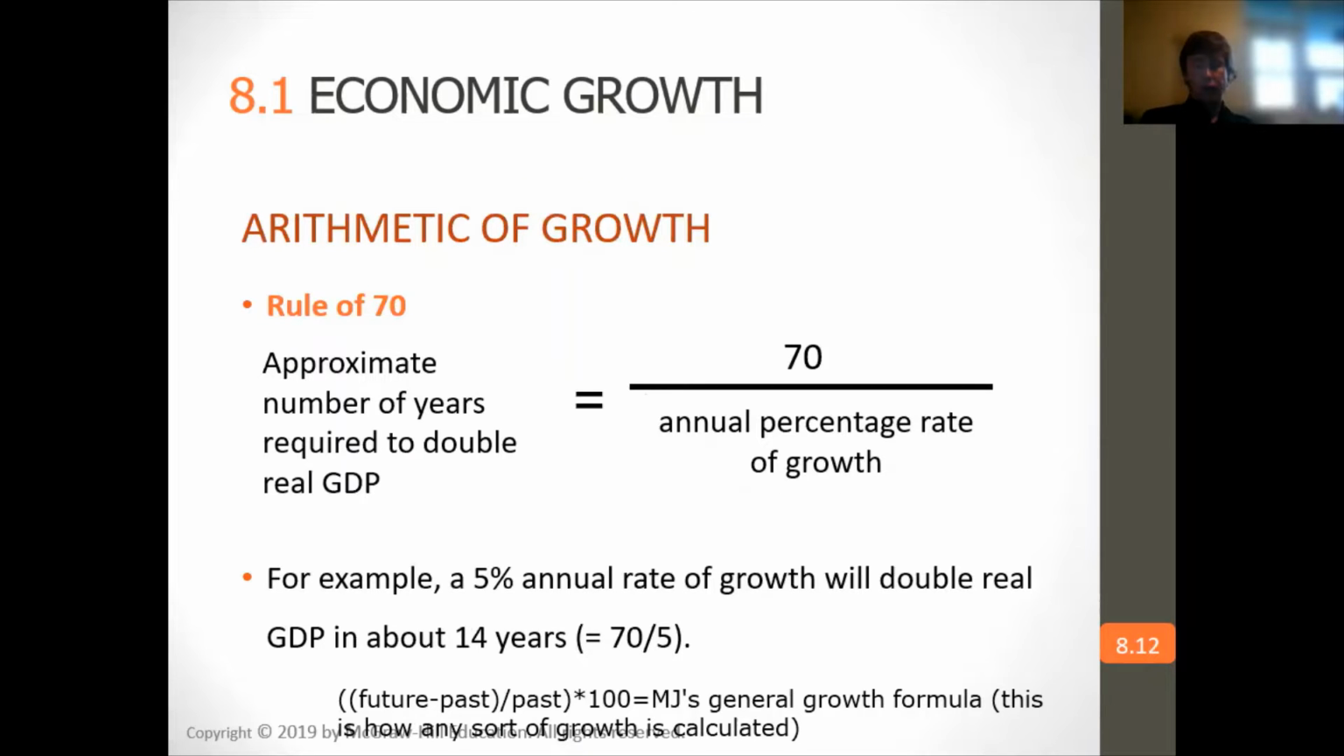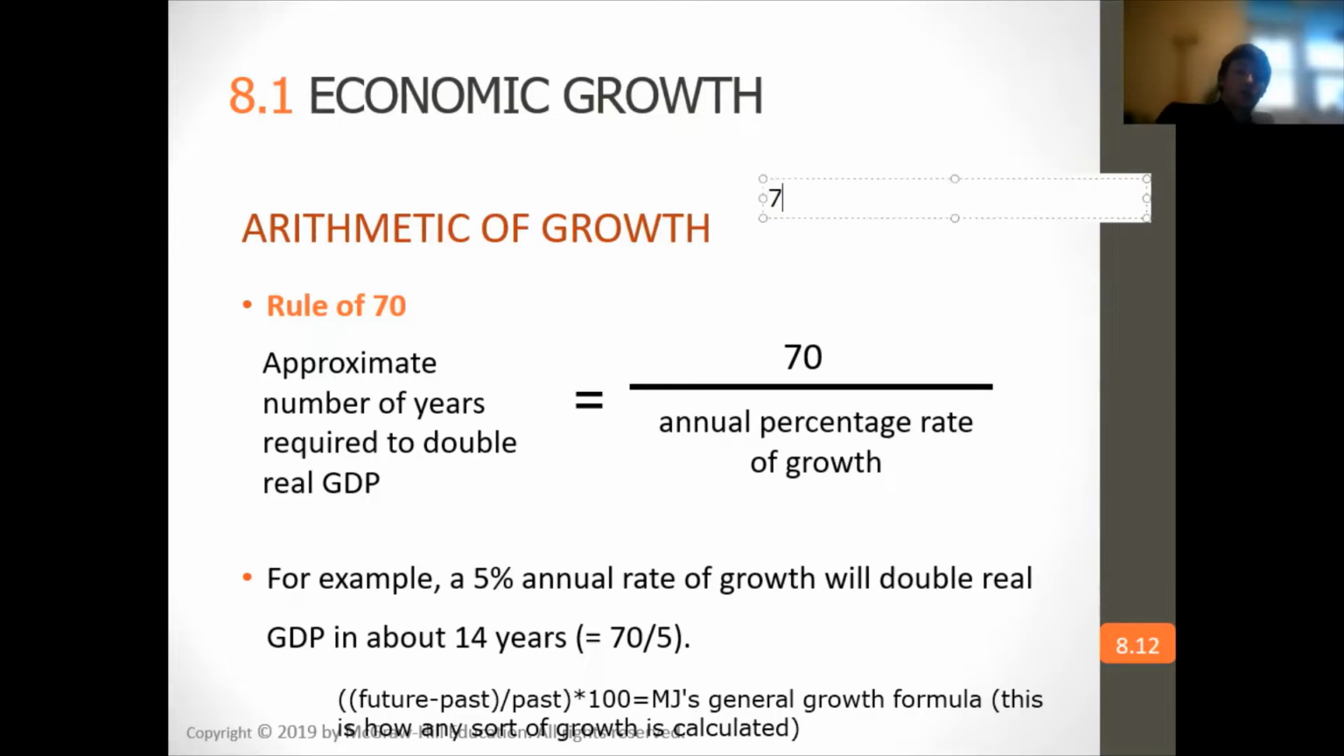So the arithmetic of growth is the rule of 70. It gives the approximate number of years required to double real GDP. Use 70 divided by the annual percentage rate of growth. For example, a 5% annual rate of growth will double real GDP in about 14 years.